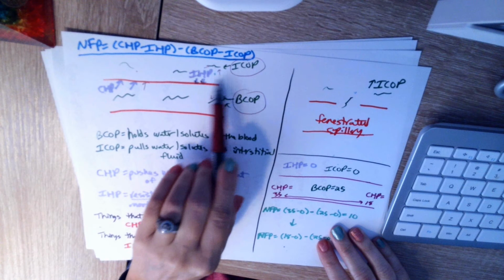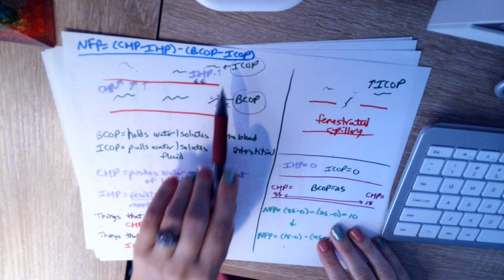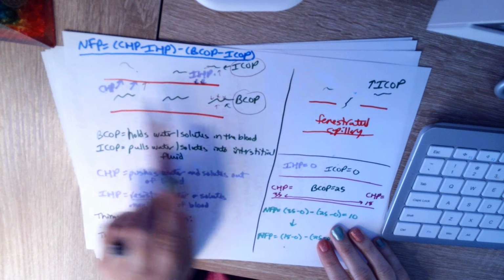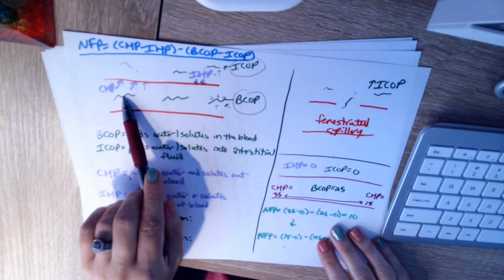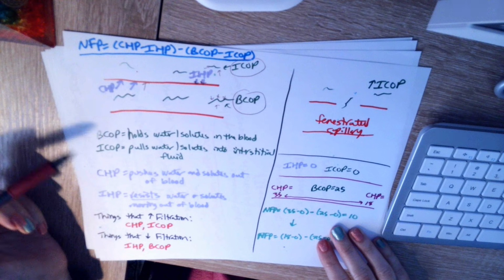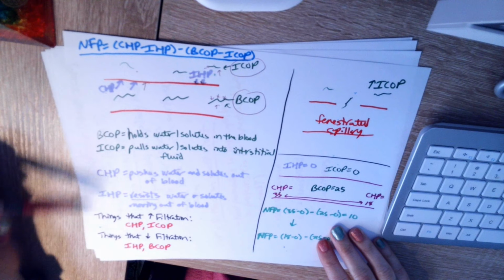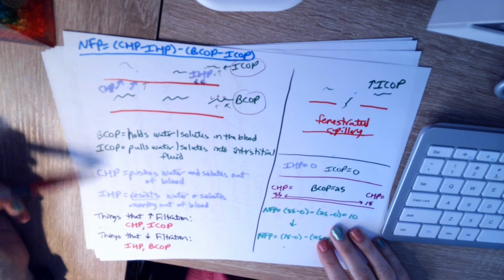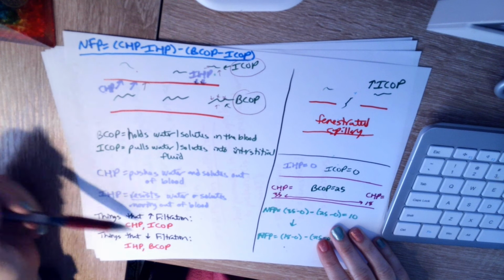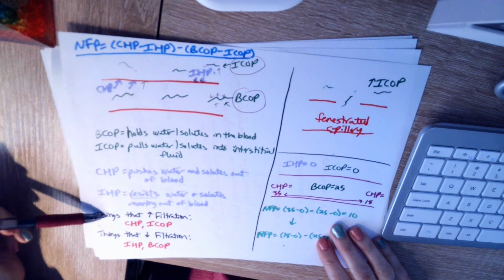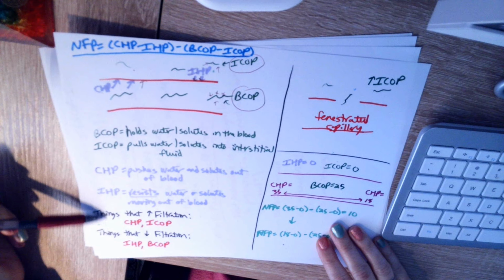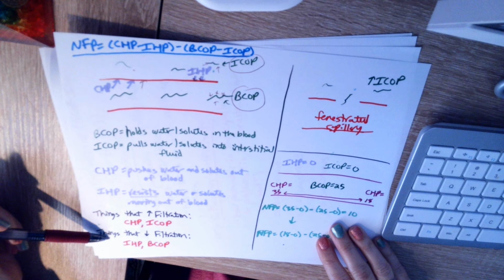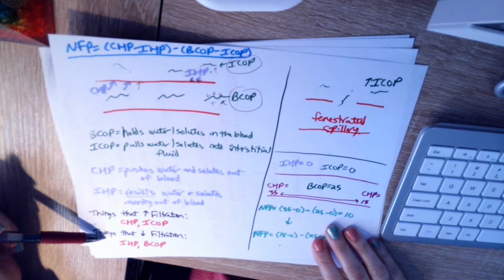Now these two are going to be relatively small. These are going to be the big determinants of whether we have filtration or reabsorption in most cases. So here you can see I've just listed out what I just said. If you want to take a screenshot of that or copy it down, that's what we just said. And there it is, listed out for increasing filtration or things that decrease filtration.